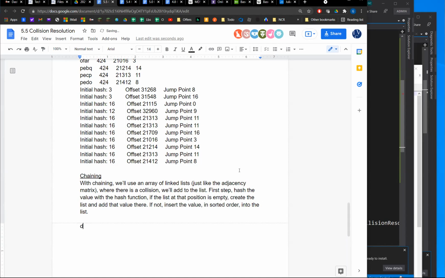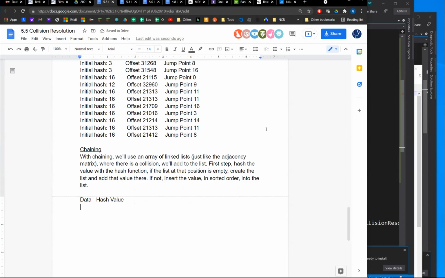All right, so we'll just have data dash hash value. Whatever the hash function is, don't much care at this point. What we care about is what we're going to do with our data. So say 10 goes to 5, 20 goes to 7, 30 goes to 4, whatever. 40 comes back to 5, and 25 comes along here to 4.